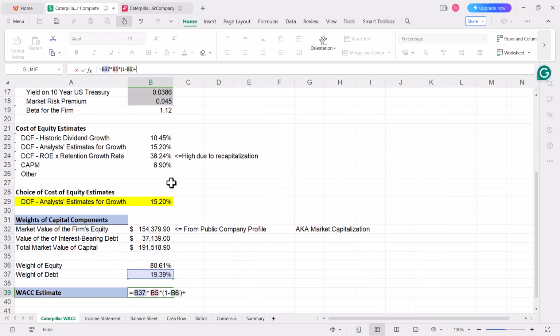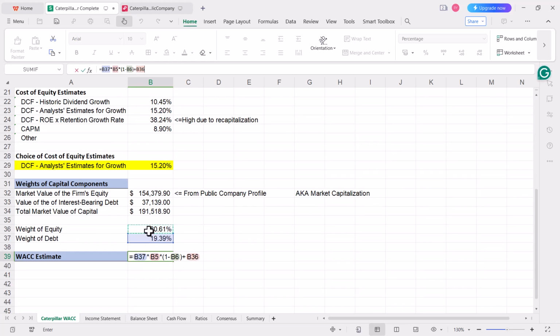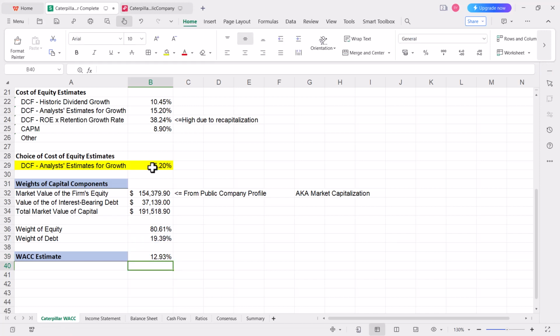And then we have the weight of equity multiplied by our estimate for the cost of equity that we chose. In my case, I chose 15.2% for Caterpillar. And that would give us a weighted average cost of capital estimate of 12.93%.